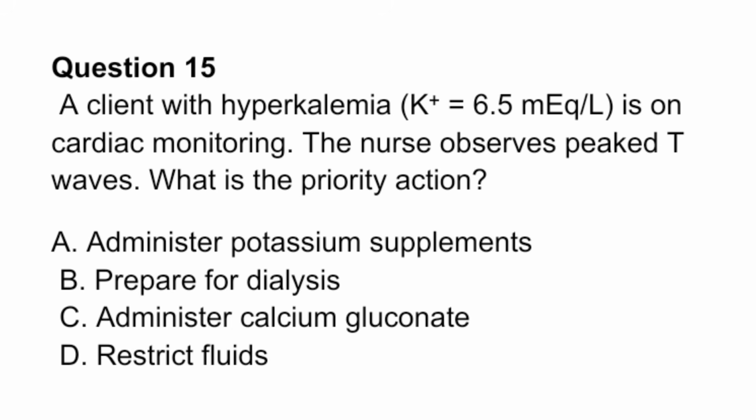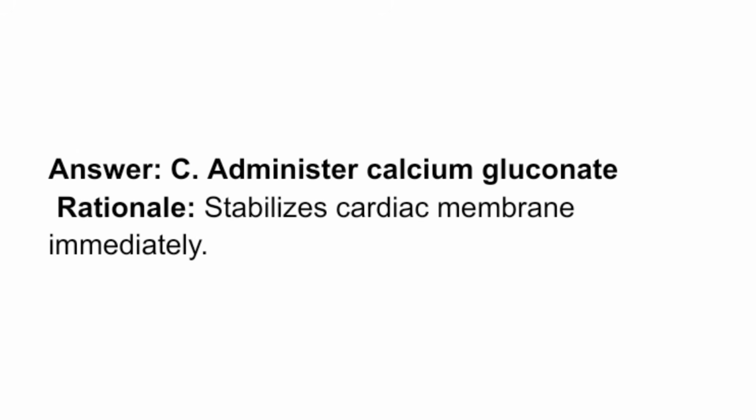Question 15. A client with hyperkalemia, K equals 6.5 milliequivalents per liter, is on cardiac monitoring. The nurse observes peaked T waves. What is the priority action? A. Administer potassium supplements. B. Prepare for dialysis. C. Administer calcium gluconate. D. Restrict fluids. Answer: C. Administer calcium gluconate. Rationale: stabilizes cardiac membrane immediately.